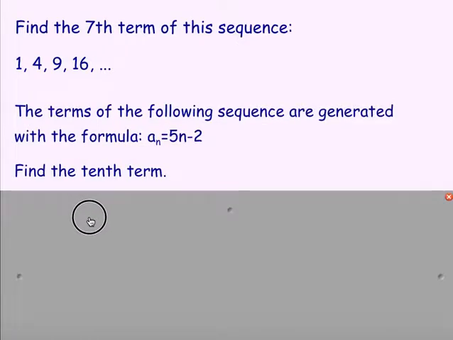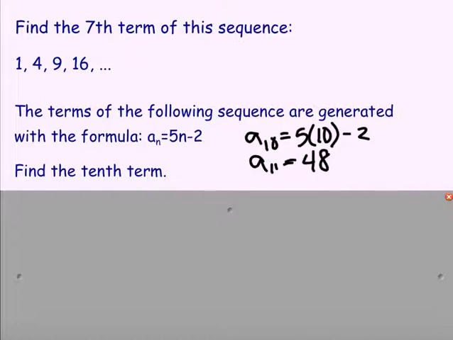All right, the following sequence is generated with the formula a sub n equals 5n minus 2. Find the 10th term. Well, that's all we're going to do is just say a sub 10 is equal to 5 times 10 minus 2. So 50 minus 2 is 48. My 10th term in the sequence is 48.